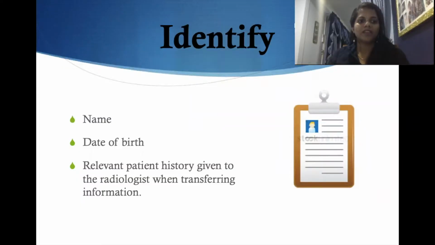The first step of ISBAR is Identify, where the communication between the patient and the sonographer starts. The sonographer gets all the identification details such as name, date of birth, gender, and relevant patient's history. This is generally the first piece of information given to the radiologist when transferring the information. Then, the patient's identification information will be transferred to the radiologist.